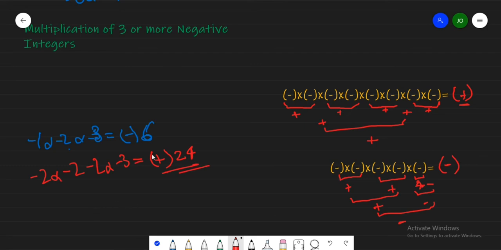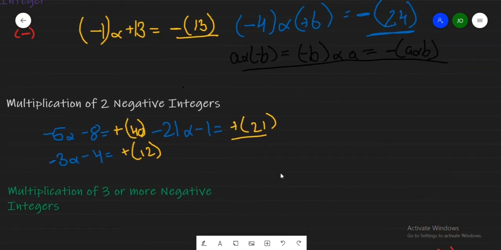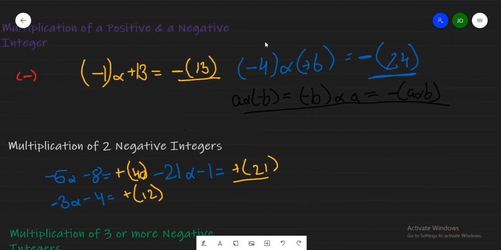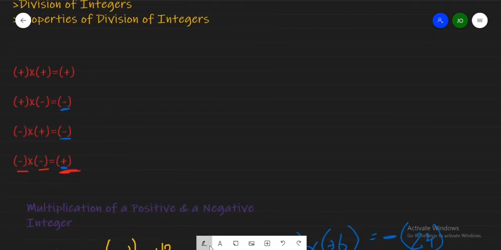So now we know how to multiply three or more negative integers, how to multiply two negative integers, and how to multiply a positive and a negative integer, and this has a simple form.